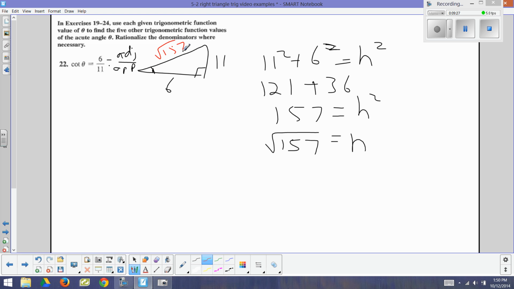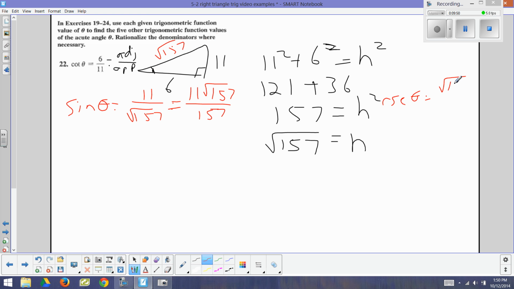It's 57. Sine of theta is 11 over radical 157. Rationalize the denominator, and I get 11 radical 157 over 157. Cosecant of my angle is the reciprocal of sine, so that's radical 157 over 11.